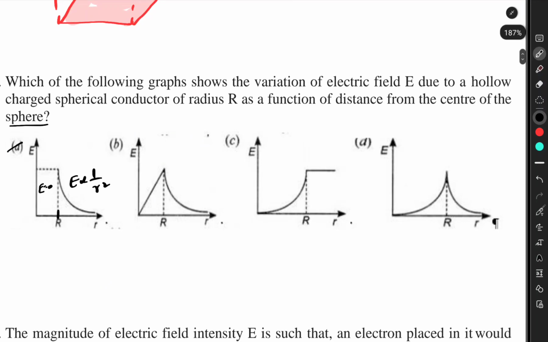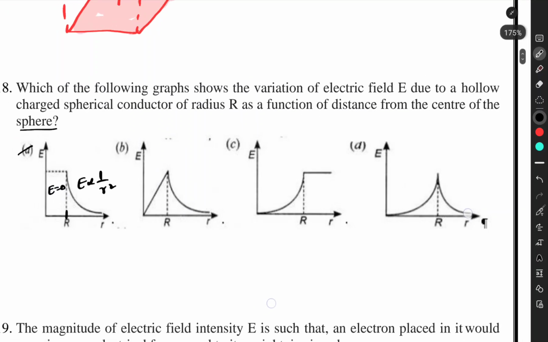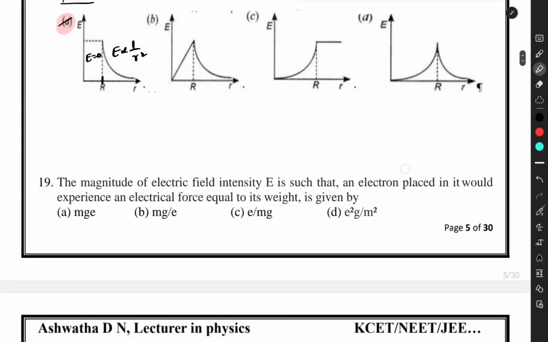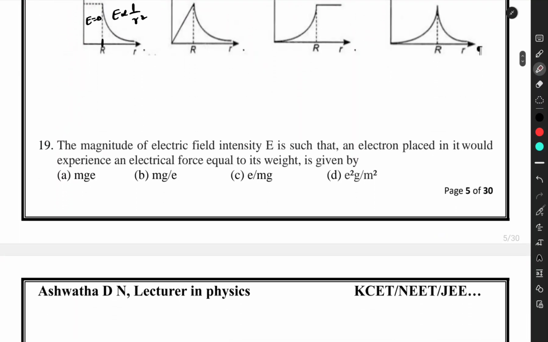If you consider the second one, see here there is a linear increase in the electric field till r. No, it is not possible. Here also it is not possible, and this is also not possible. Electric field is 0 inside the charged spherical shell or charged spherical conductor. Option A is correct. See, if you have already studied the basic concepts properly, then these concepts will be very easy for you.